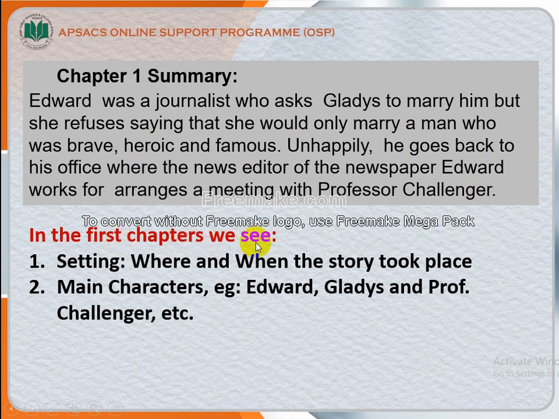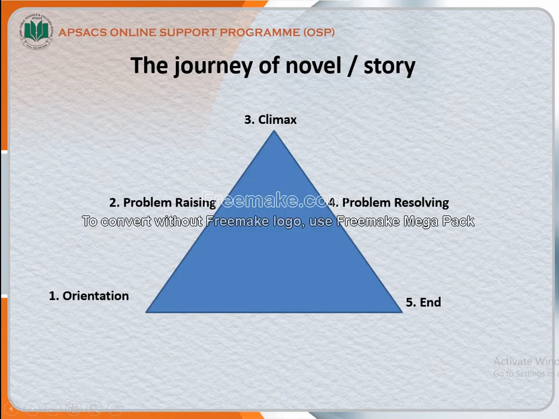In the first few chapters you can see the setting, main characters and main plot. What are they? The setting is where and when the story took place. Main characters are, you can see here, Edward, Gladys and Professor Challenger. They are the main characters. Students, the characters may be protagonist and antagonist. The protagonists are those characters which are good in the story, and the antagonists are those characters which are not good in the story.